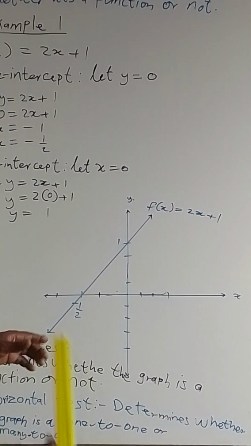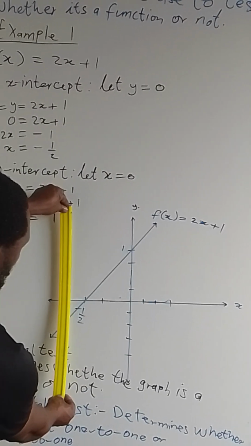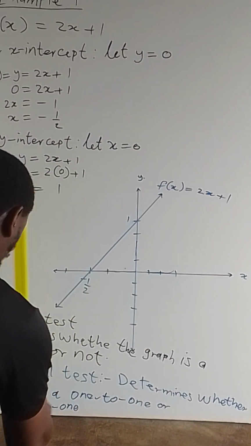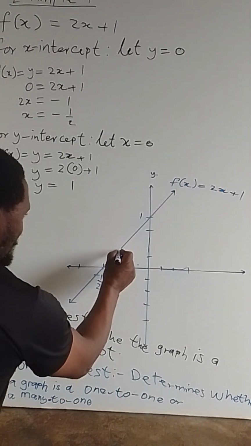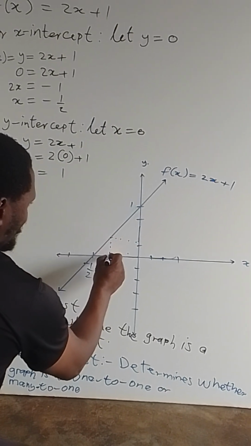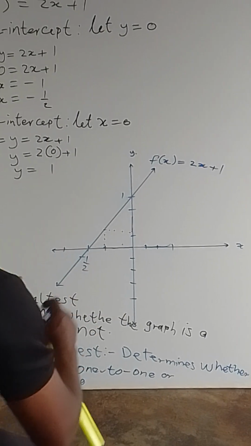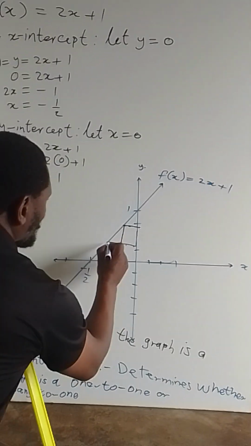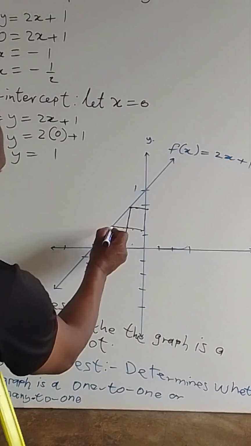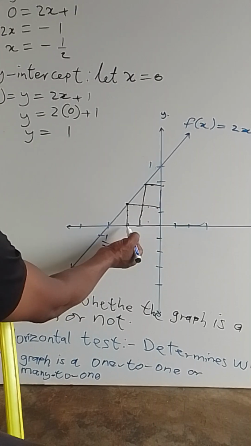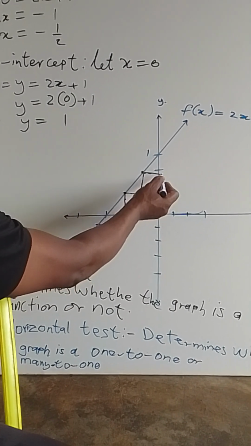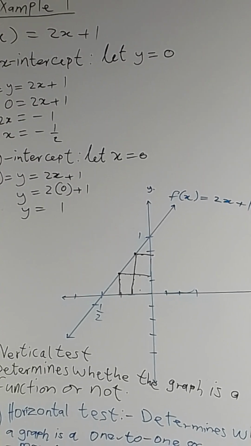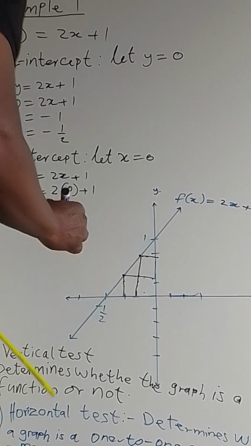Right, let's start with 1. It's a vertical test, right? We are going to move your ruler along your graph. As the graph is moving from left to right, you can see that it maps one value of x to one value of y. One value of x here goes with one value of y, and one value of x here goes with one value of y. So what does that mean? It means that this is a function.